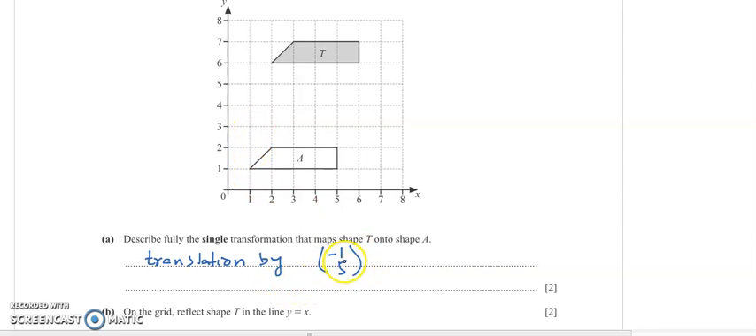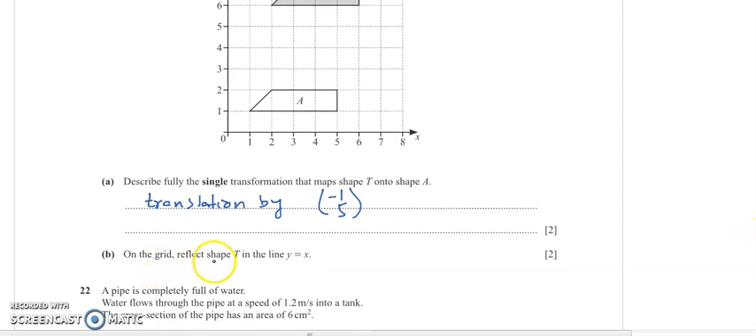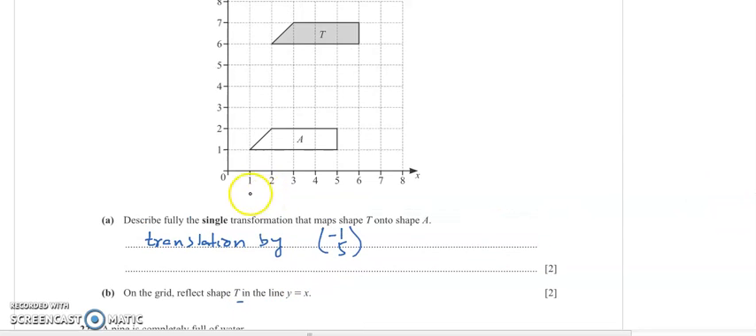Translation by (-1, 5). And the next one is on the grid, reflect the shape T in the line y is equal to x. So first of all, I will draw the line y is equal to x. This is going to be the line y is equal to x. Let's make the line y is equal to x. This is line y is equal to x.